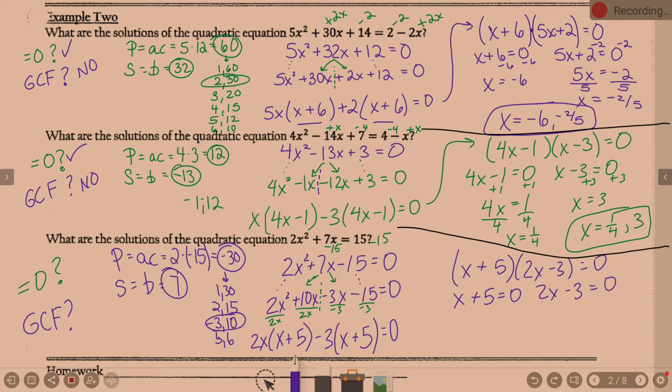Let's see. If it's x plus 5, subtract 5. Subtract 5. X equals negative 5. X equals negative 5. If it's 2x minus 3, add 3. Add 3. 2x equals 3. You have 3. Divide by 2. 3 over 2. And your math teacher is going to say 3 halves. 3 halves, 3 over 2. So we have answers of negative 5 and 3 halves. Okay?